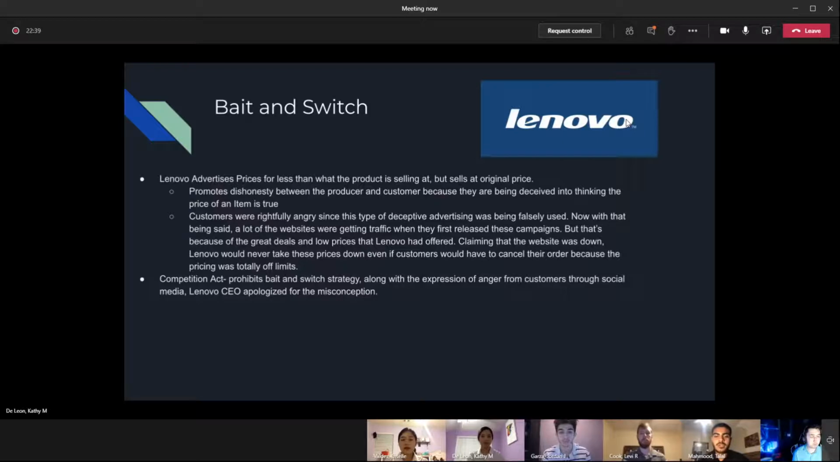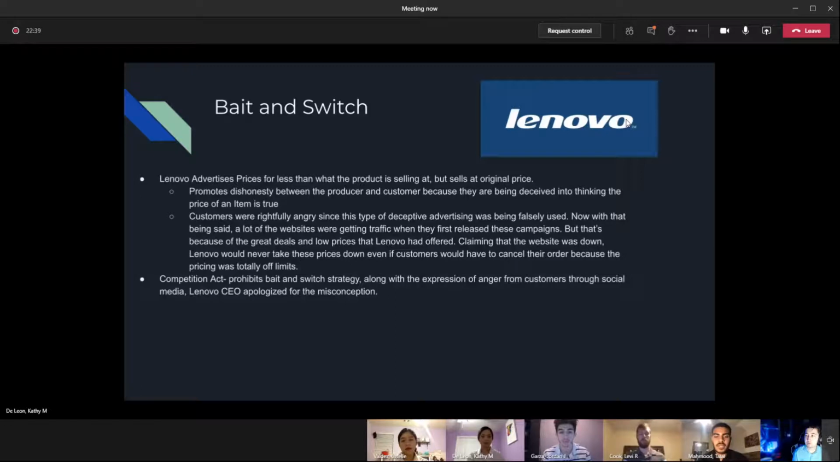When customers or salespeople were approached, they usually gave the excuse that the websites were down, and Lenovo would not necessarily take the prices down even after the consumer said, "Oh, if this is not the right price, then why is it still up?" Lenovo would still have those prices up even after the consumer had barged in and said that those prices were not what was shown in the commercials and in the ads, which was totally off limits.